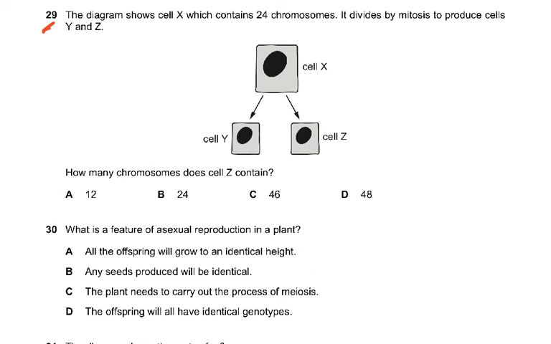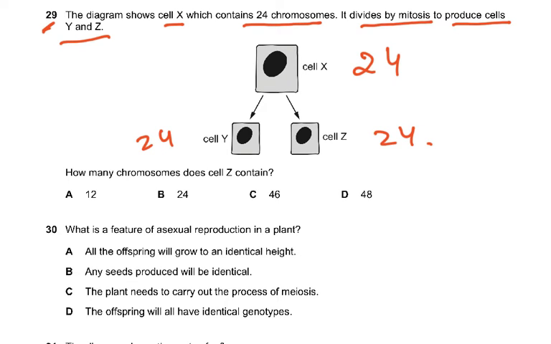Question number 29. The diagram shows cell X, which contains 24 chromosomes, is divided by mitosis to produce cells Y and Z. So cell X has 24 chromosomes, and then cell Y will also have 24, and cell Z will also have 24. Why? Because this is mitosis. Mitosis results in genetically identical cells having the same chromosome number. So the answer is B.